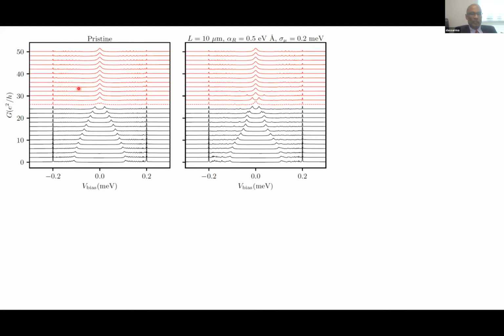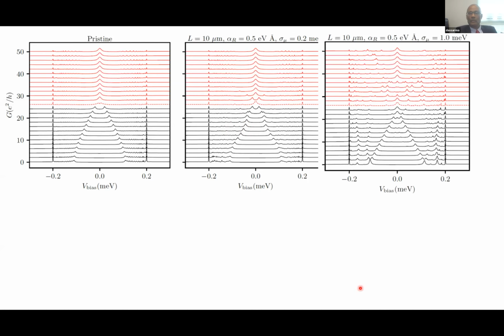So this is pristine, no disorder. In the presence of disorder here, you will see it when the disorder is 5 times smaller than the chemical potential. Chemical potential is 1 MeV. Okay, this is larger than the gap. Gap is not the problem. So this is larger than the gap, and you'll still see Majorana.